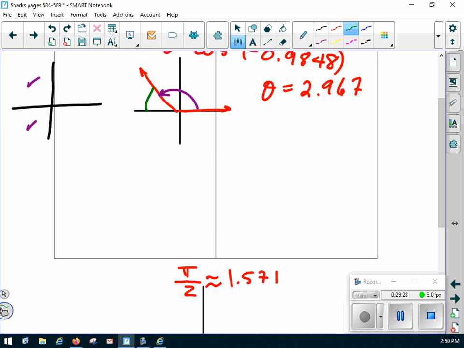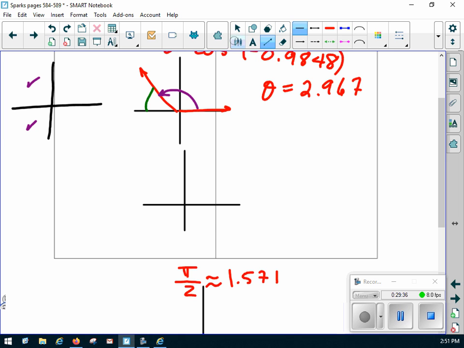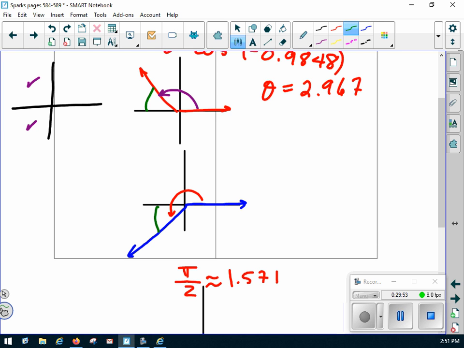Good. That's going to give us that reference angle, which we're going to carry down into quadrant 3. What is that? What's pi minus this? 0.174? 0.175? Then do pi plus that.